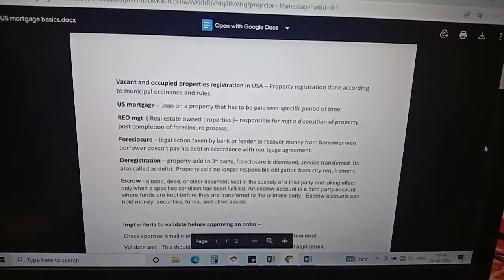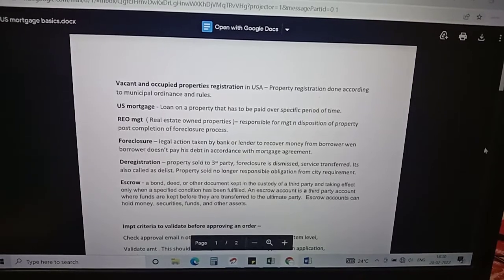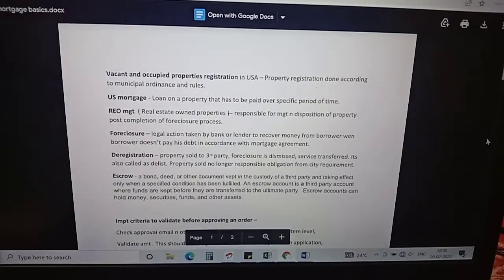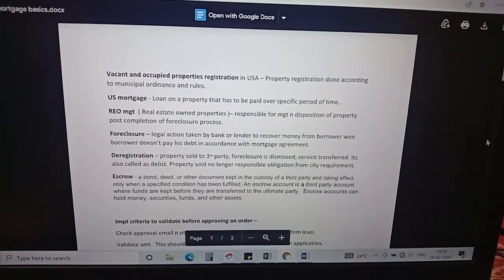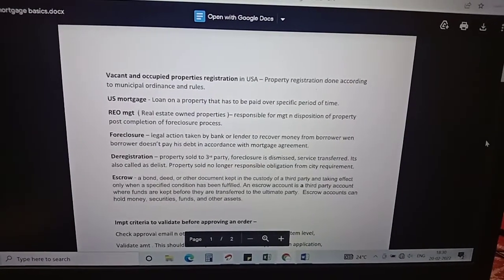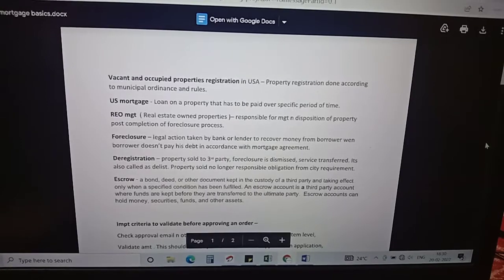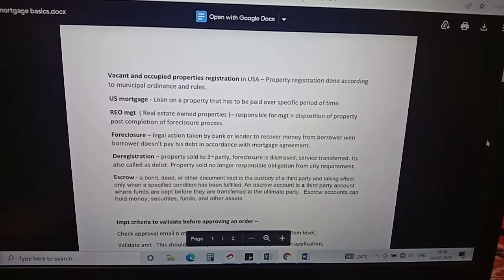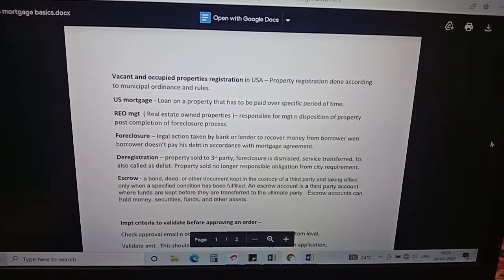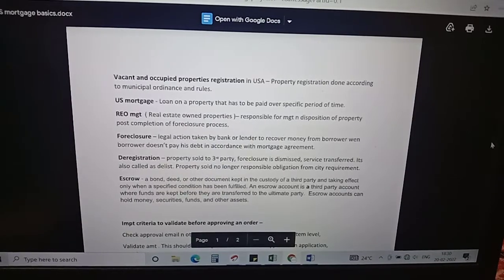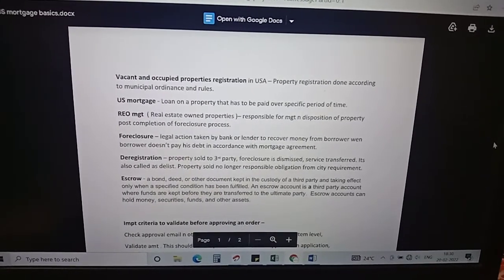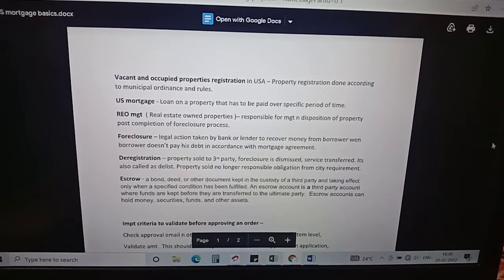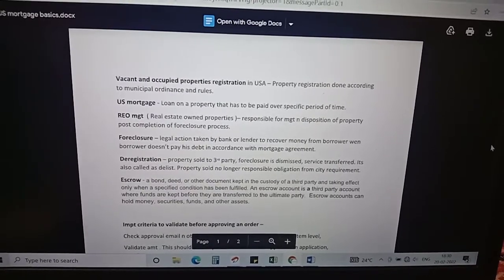The next topic is escrow. What is escrow? A bond, deed or other document kept in the custody of a third party and taking effect only when a specified condition has been fulfilled. An escrow account is a third party account where funds are kept before they are transferred to the ultimate party. This escrow account can hold money, securities, funds and other assets.